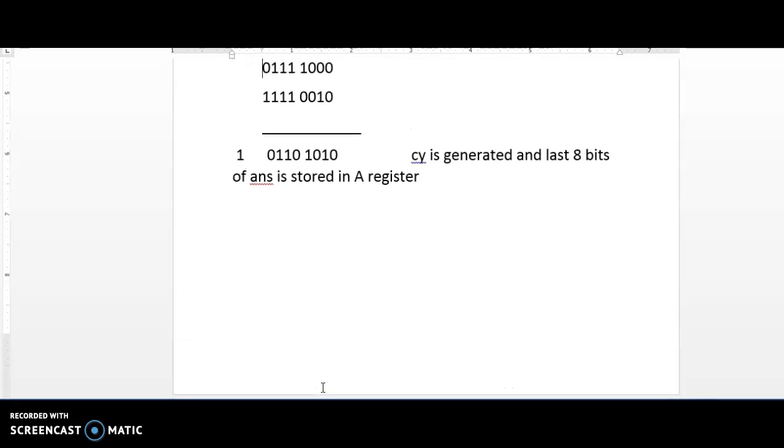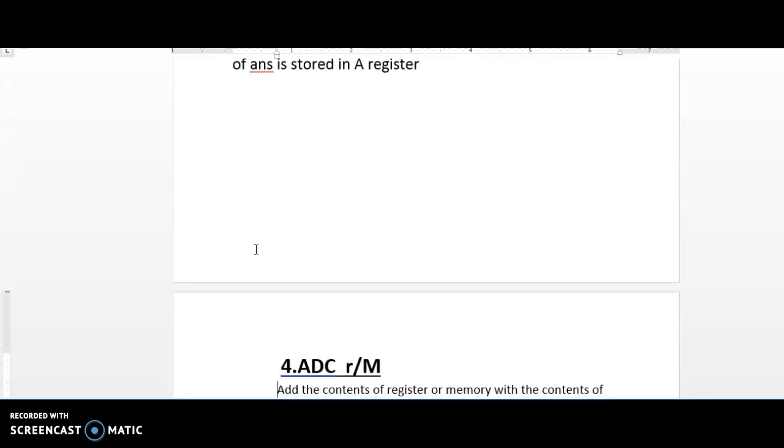So what will be the flag register? In this case, sign flag will be 0, zero flag will be 0, auxiliary carry is not there, so it will be 0. The number of ones are even in the 8-bit answer. Therefore, parity flag will be 1 and carry flag will be 1. That is how your flag register will be affected by this particular instruction.